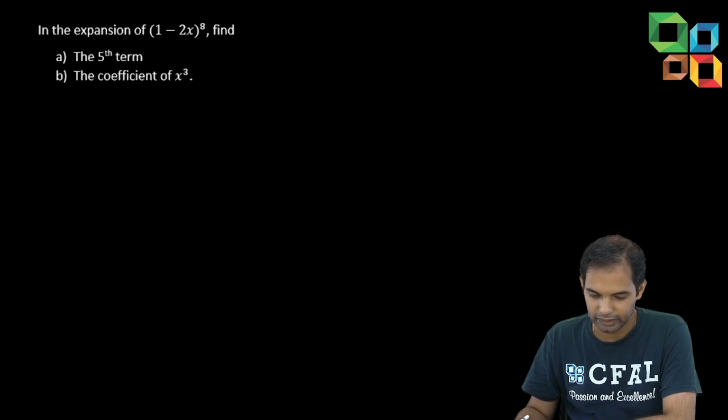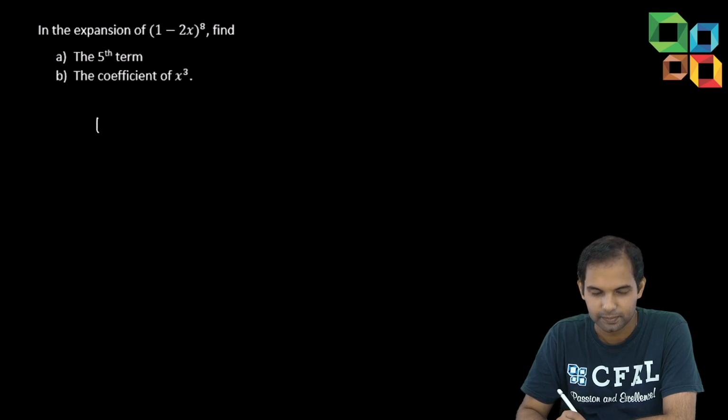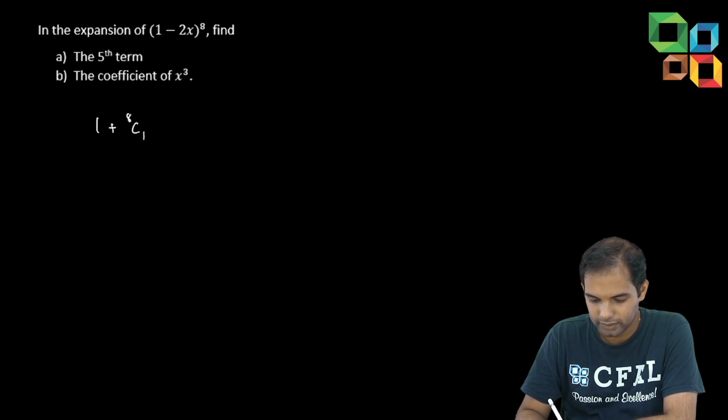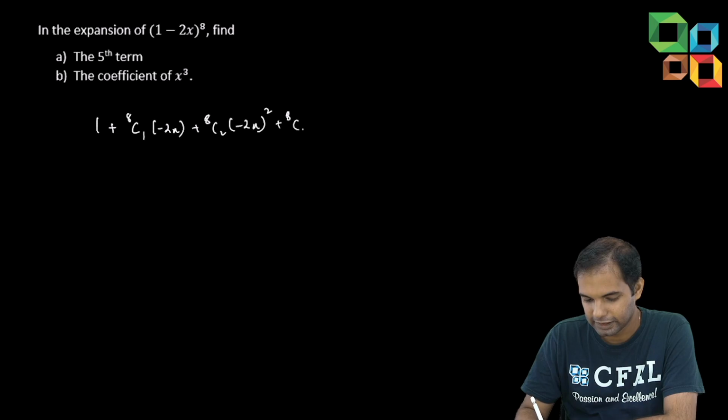Find the fifth term in the expansion. Okay. So we are trying to figure out what is the fifth term. Now again, you can define terms in a different way. Let us assume we are starting with 1. Next term would be 8c1 into 1 power, which is 1 itself, into minus 2x. Next would be 8c2 into minus 2x whole square. 8c3. So they were asked even the coefficient of x cube. So we will try to figure out both in one go.